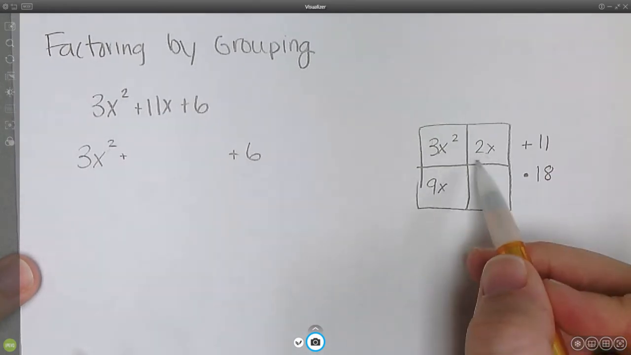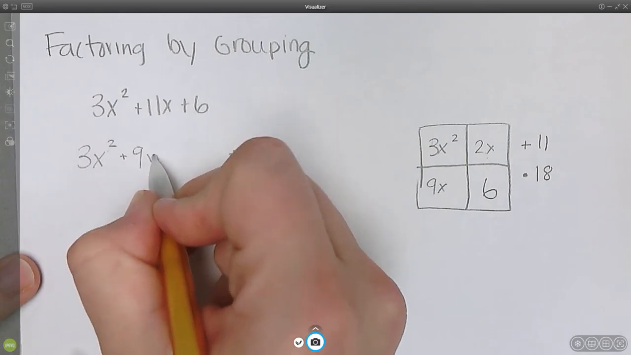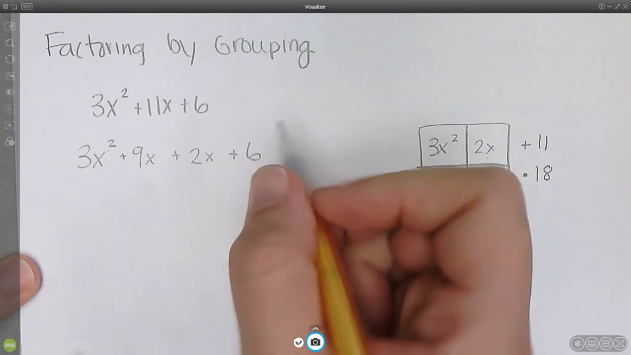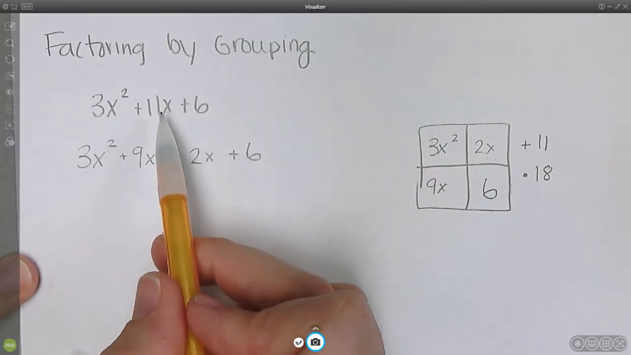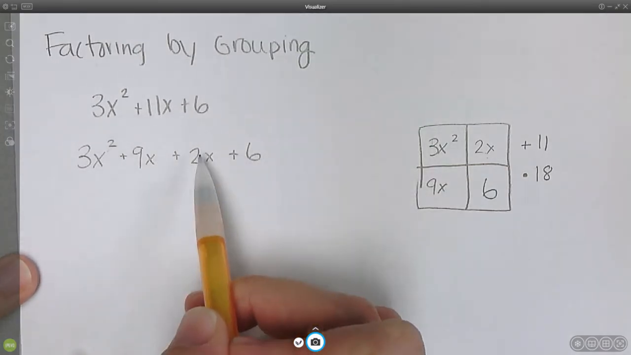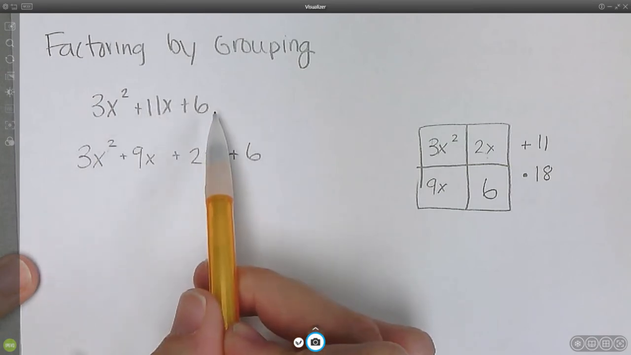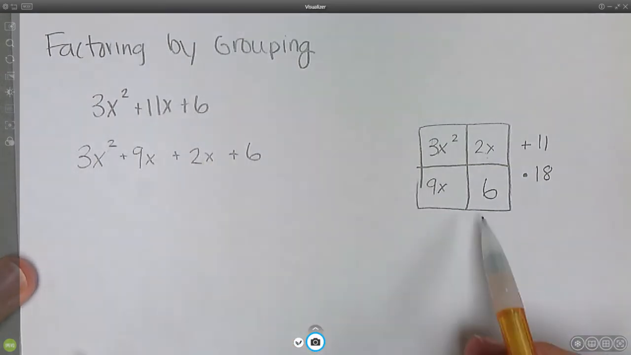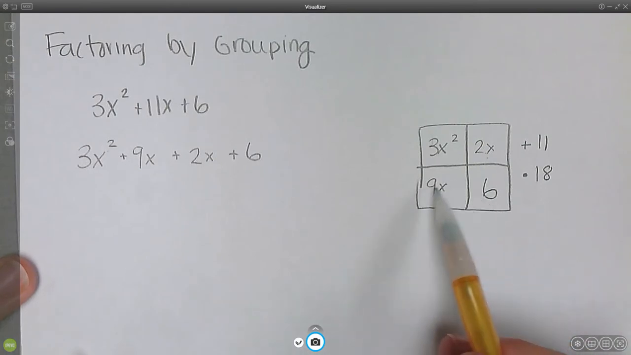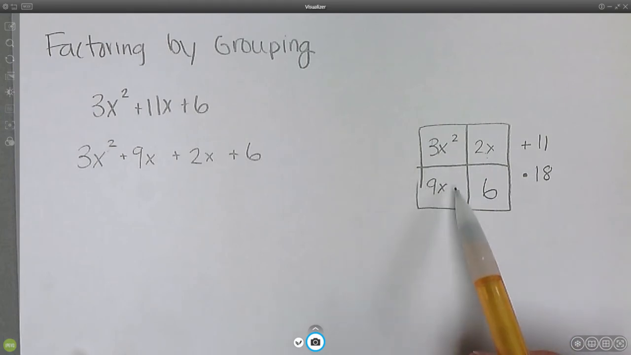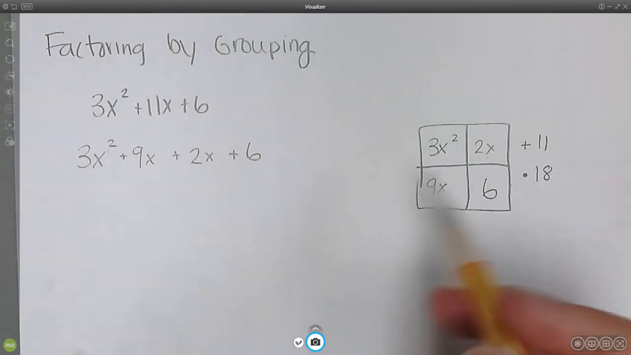So instead of putting them in your box, you just put them here. Now you can see that 11x is the same as 9x plus 2x. So I'm just rewriting this with 4 terms instead of 3. Now in the box method, what you did was you took out your greatest common factor. Essentially, that's what we're going to do over here as well.